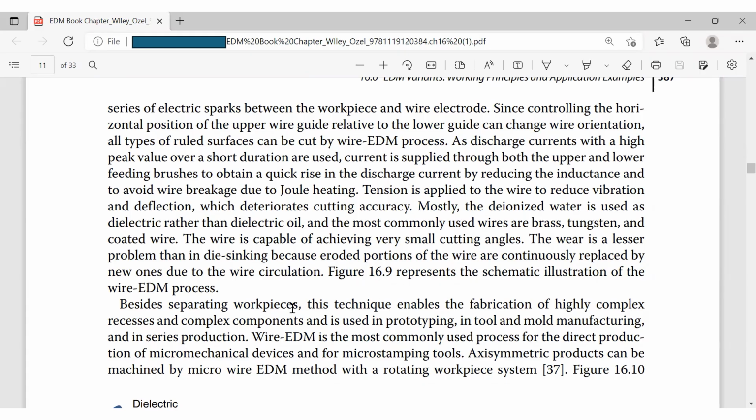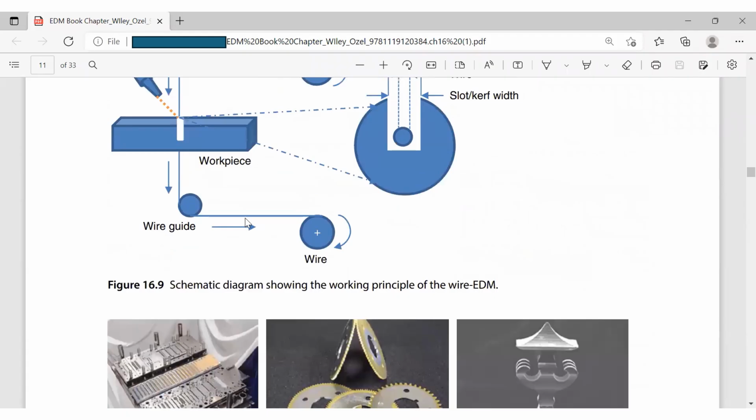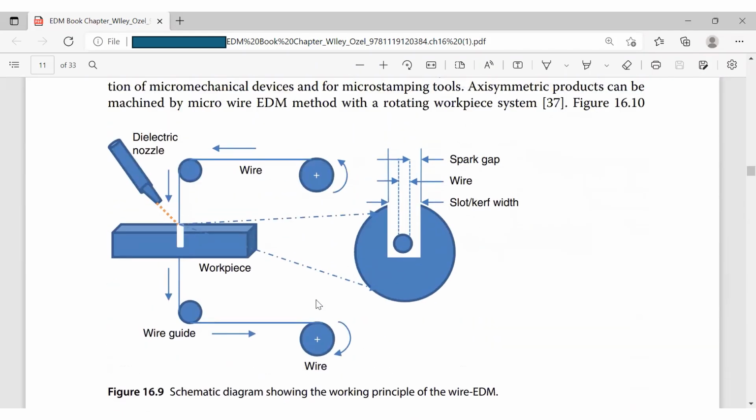So this picture shows the wire EDM. So here is a wire, okay? This electrode, this wire, and this is a wire guide. Here is the dielectric nozzle, and the dielectric fluid comes from this nozzle to this machining area. So this is the wire. Here is a zoom in. We have, this is the wire, right? So here is a spark gap, and here is a slot. This is a slot. And slot is also called kerf.